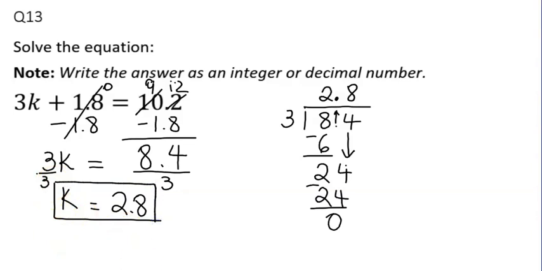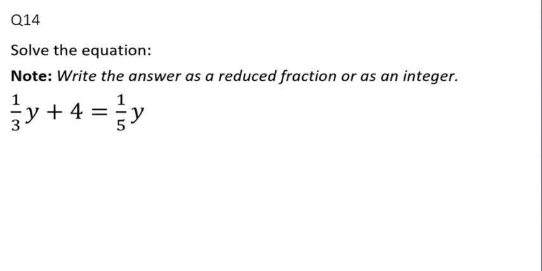If I multiply 2.8 by 3, I would get 8.4, right? 8.4 plus 1.8 is the 10.2. Then I'm good. I feel good that it is a good answer. This is the right answer. Solve the equation.